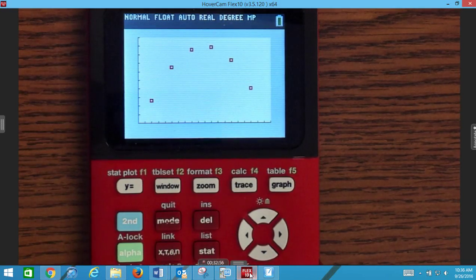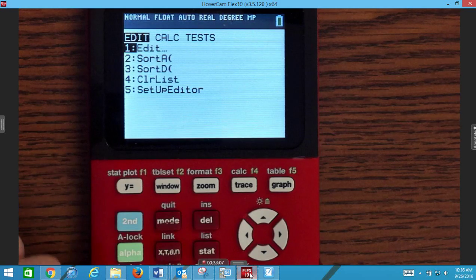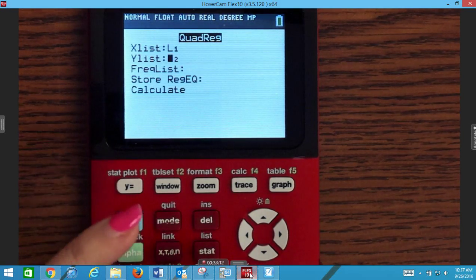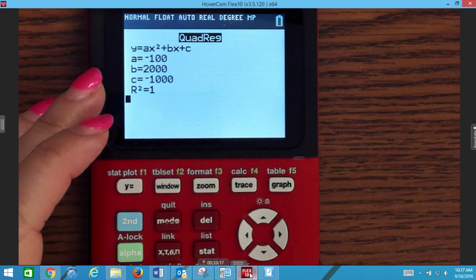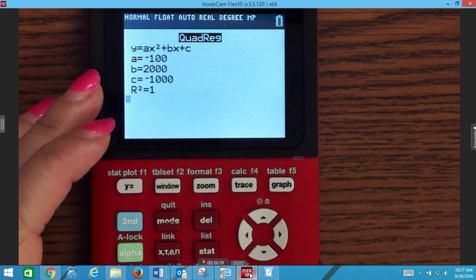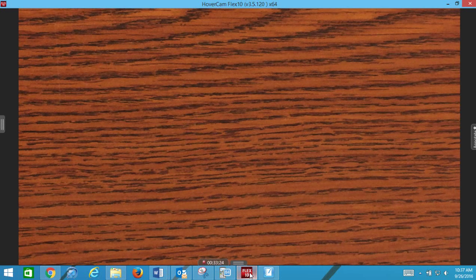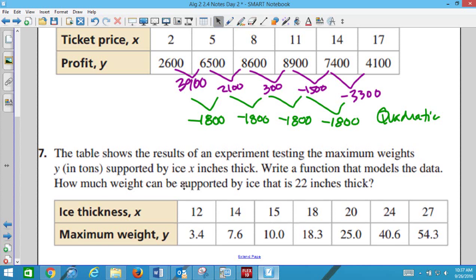Then when I hit graph, it does look like a parabola, so I'm going to make my equation. To make my equation, I do stat, calculate, quadratic regression. Enter. I'm going to write that equation down, and then I'm going to graph it. But I'm going to end up using it copied. I'll go over how to copy it again. I'm going to go ahead and write that equation down.